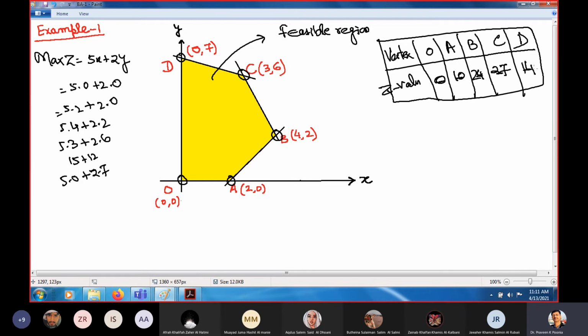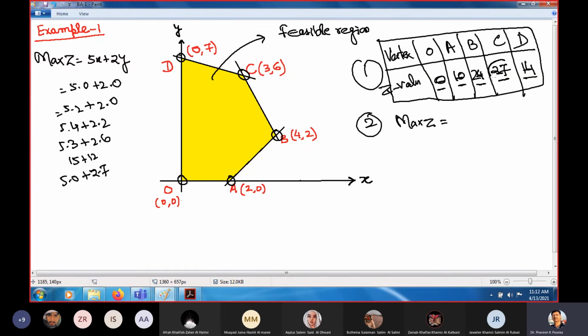So dear friends, this is a 1 mark question. You need to find the value of Z for all the possible corners. Corners may be 2, maybe 3, maybe 4, maybe 5. Clear? Like this one. So whatever corners are there, you need to find the value of Z. Question number 2. What is the maximum value of Z?